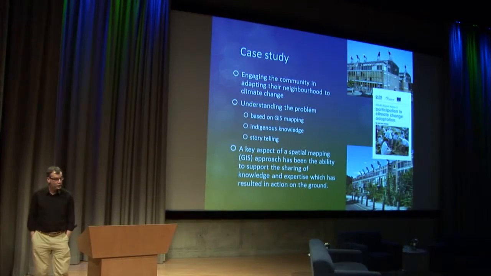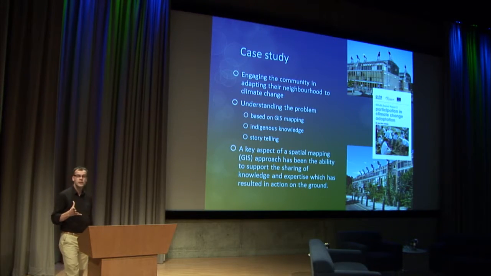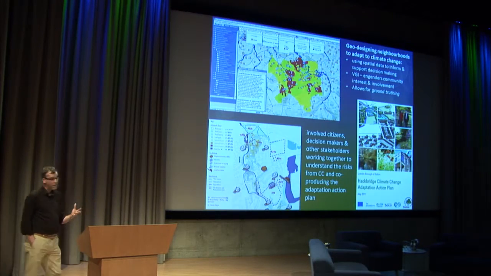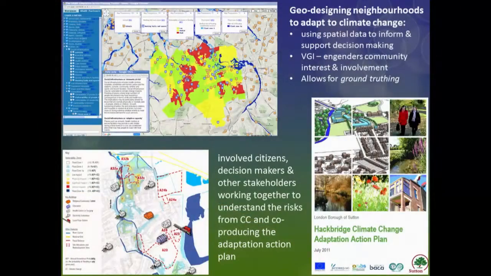So a key aspect of our approach has been the ability to share different types of spatial data, that's official data and non-official, crowdsourced data, that has resulted in action actually on the ground. So what this has led to is that we've essentially been using an online mapping toolkit. This was using Google Maps. We had 12 municipalities across Europe, so we went for Google Maps as a common kind of platform.